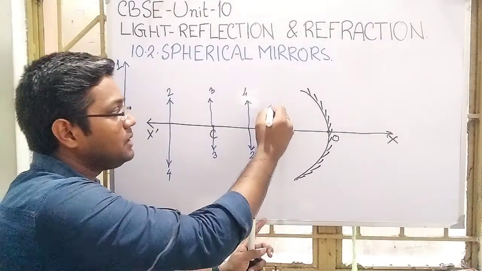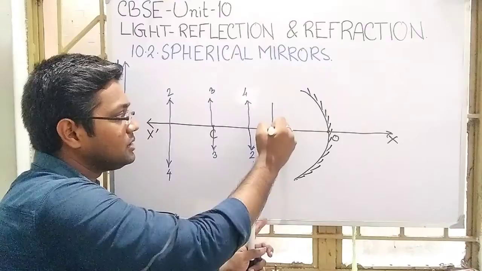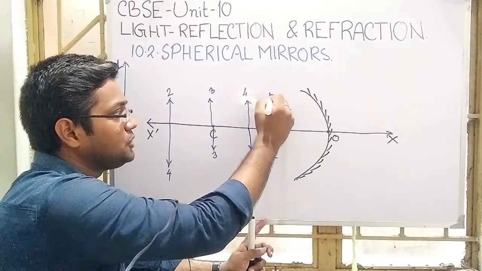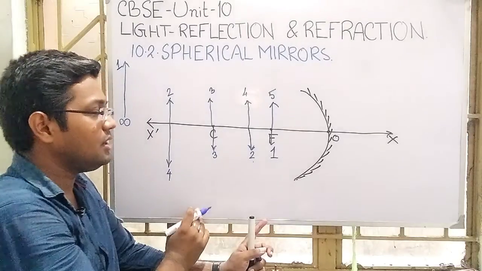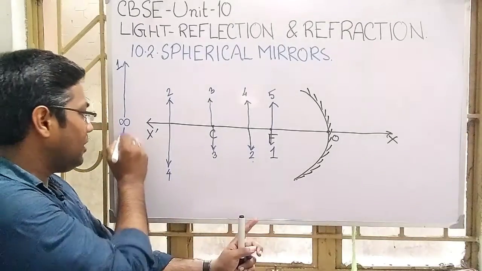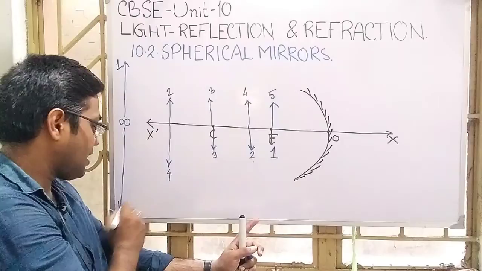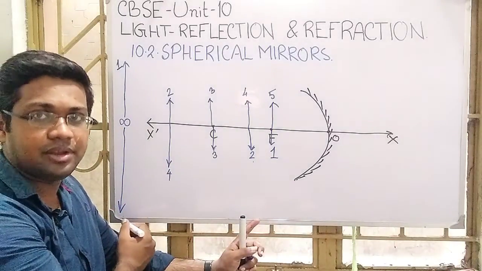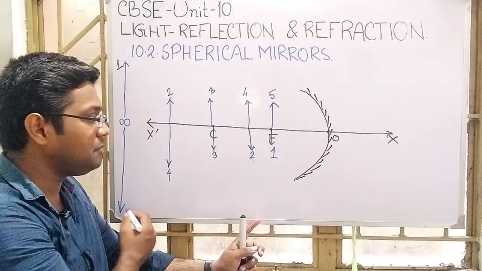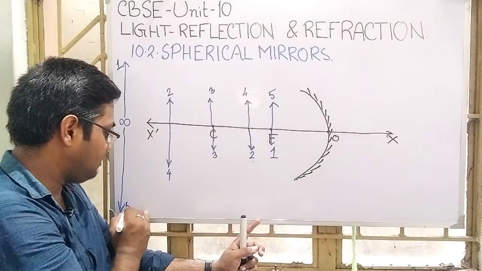Now if I place the object at the focus, that is position 5, then we get the image somewhere at infinity, and larger in size. Obviously it is not to scale and we cannot draw it. It is very large compared to the object.